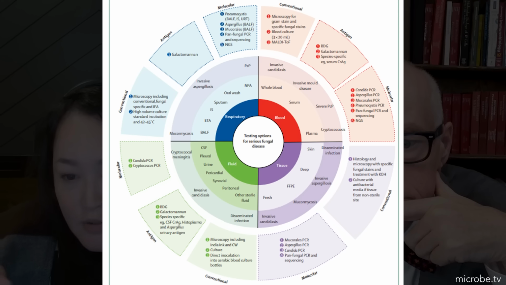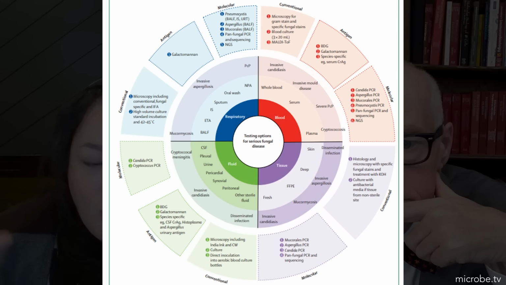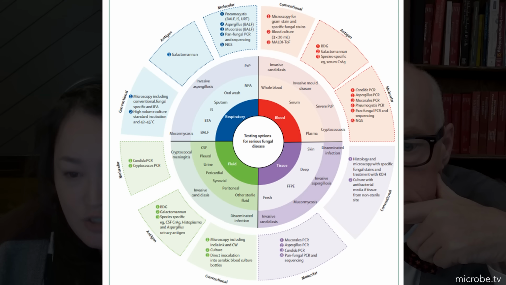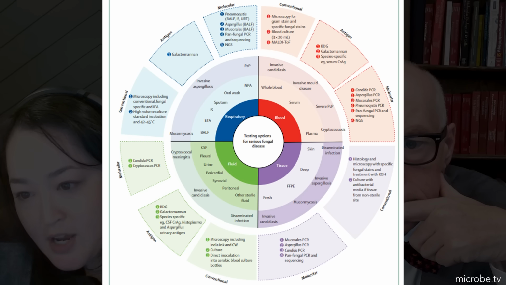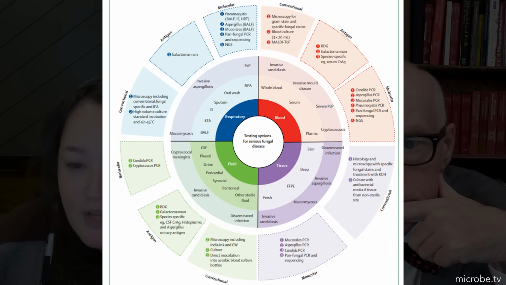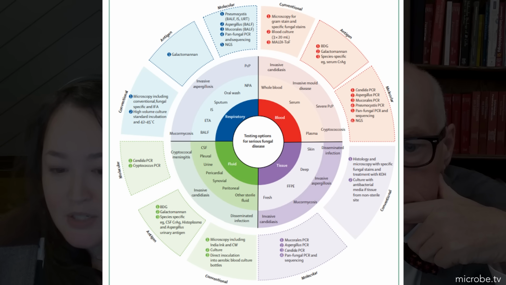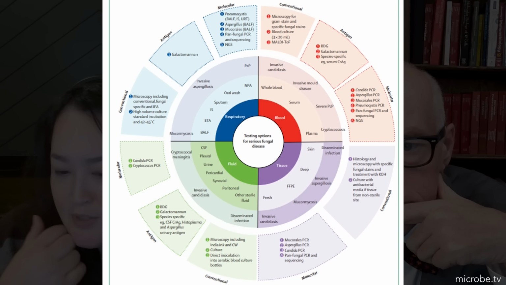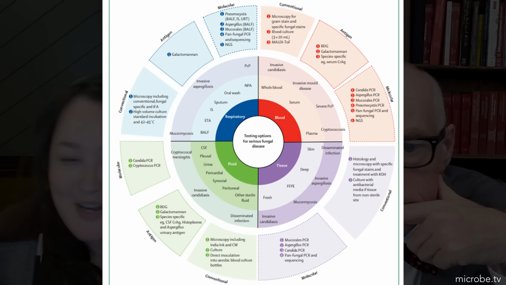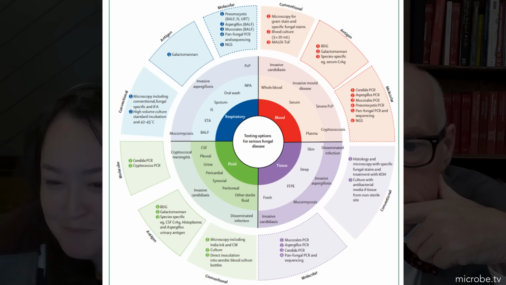But I grabbed figure 2 because it just had this really nice circle diagram looking at testing options for serious fungal diseases and sort of the source of where you would be sending samples, like respiratory versus blood, tissue, or fluid. And they have this nice breakdown of molecular versus conventional or antigen if it's available. So I think it's actually a really nice tool to talk about fungal testing, for example, with trainees when you're on service. So something that you can save in your collection of images for teaching. I like it. Really nice. It's very cool. All right.